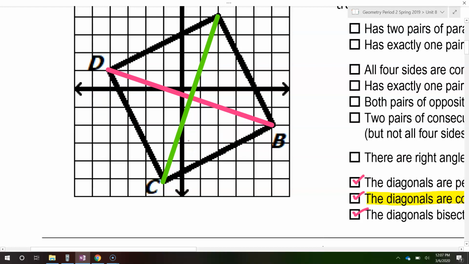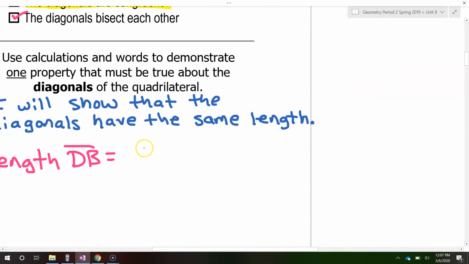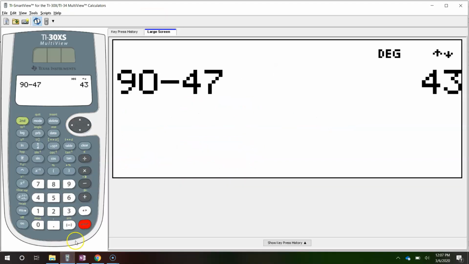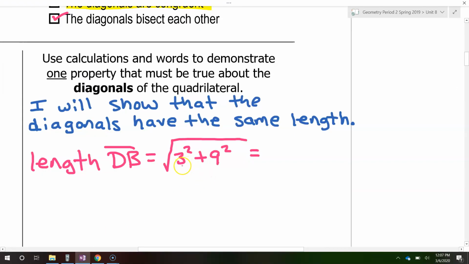Let me just clean this up before I go back to this. So this is going to equal the square root of 3 squared plus 9 squared. All right, so that's going to be 9, this will be 9, and this will be 81. So that's 90. So this is going to be the square root of 90, because 9 plus 81.